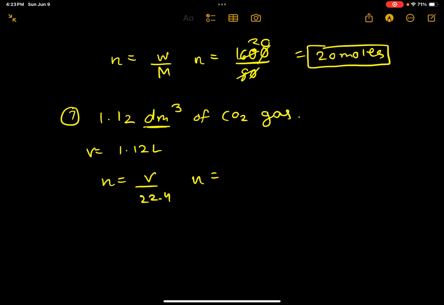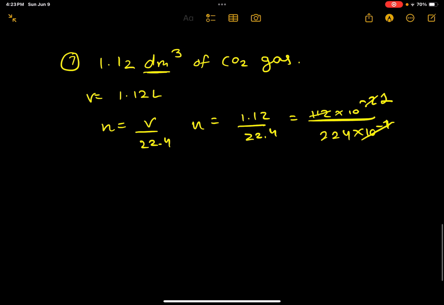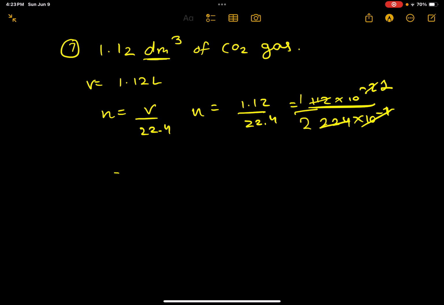So n is equal to 1.12 upon 22.4, equal to 112 times 10 to the power minus 2 upon 224 times 10 to the power minus 1, which over here becomes 10 to the power 1. So that means this is 10 to the power minus 1. This is equal to 1 by 2. So that means it is 0.5 times 10 to the power minus 1, which is equal to 0.05 moles.